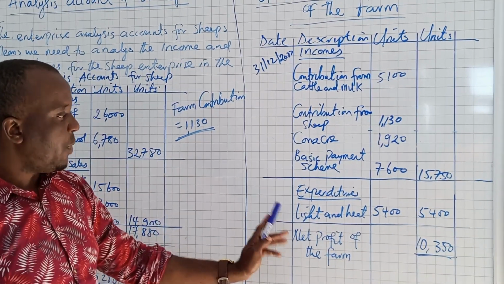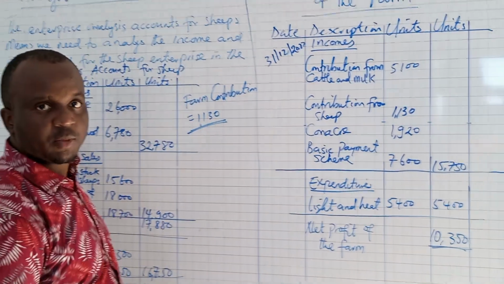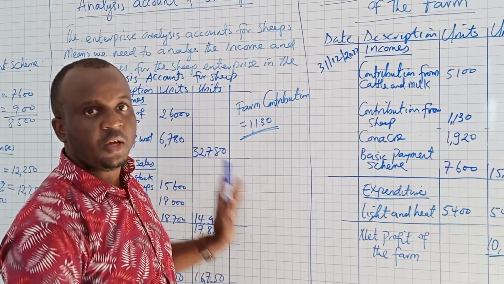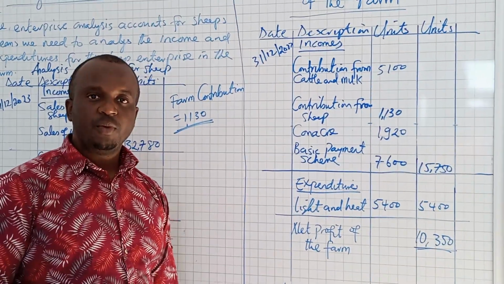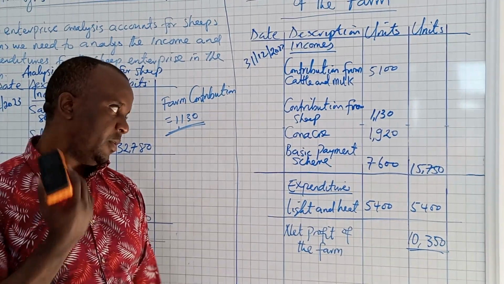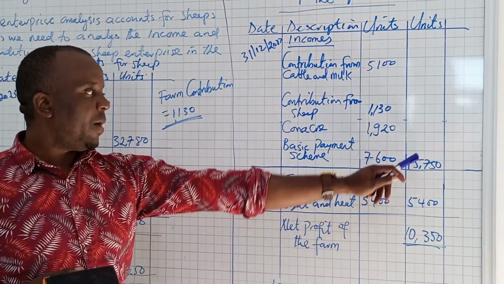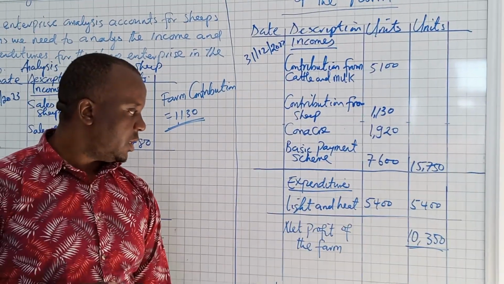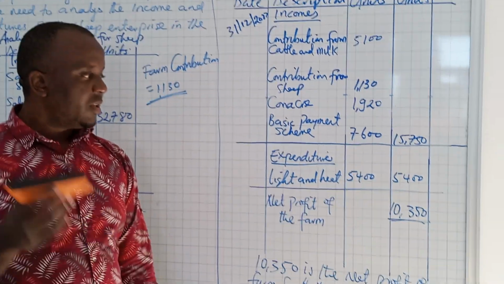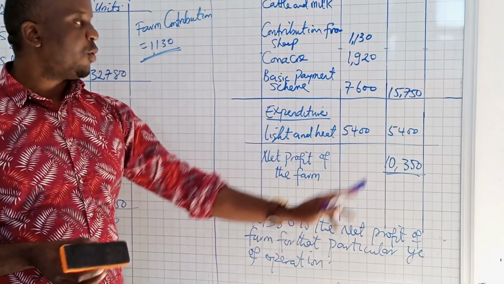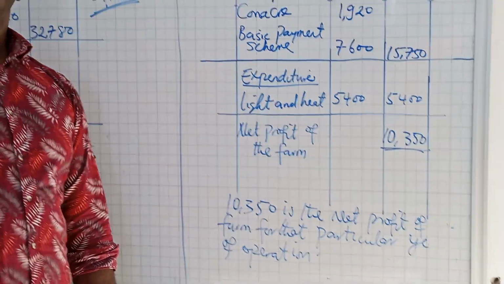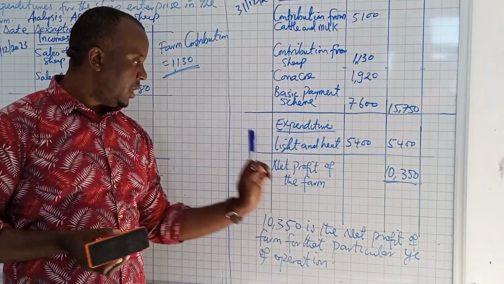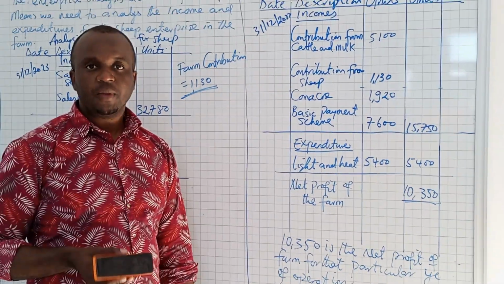Now the expenditure, of course, we have already shared most of the expenditures in the different analyses. So the only expenditure we didn't share is the light and heat, which means the electricity bill of the farm, which is 5,400. We minus it from here, and it will give us the net profit for the farm. So 10,350 is the net profit for the entire farm. For cattle, for milk, for sheep, for wool, everything that happened on the farm for that operation year, the profit is 10,350. So that's where the question ends.